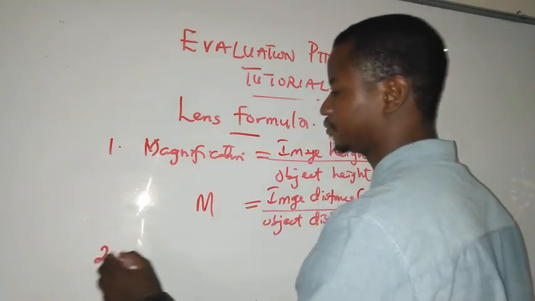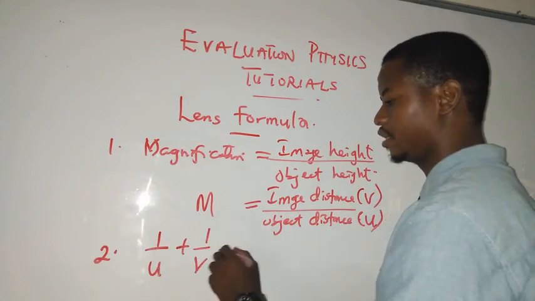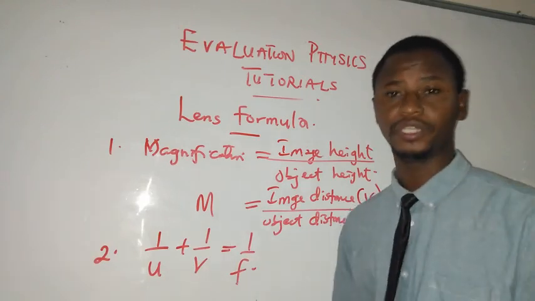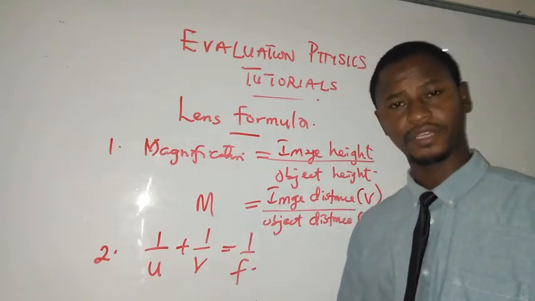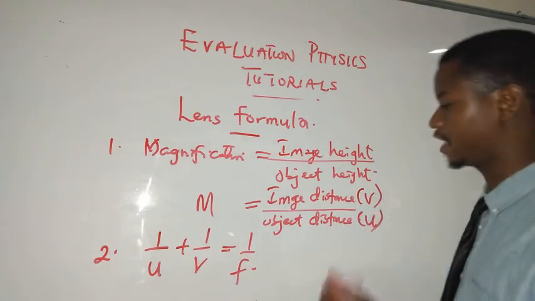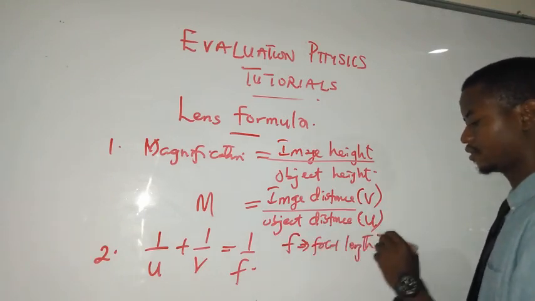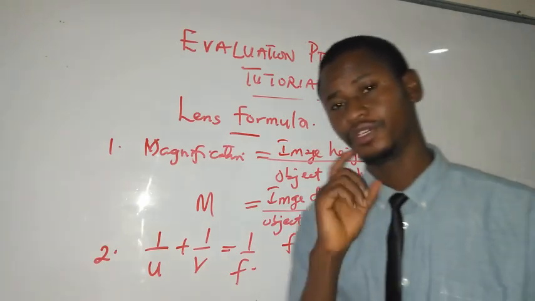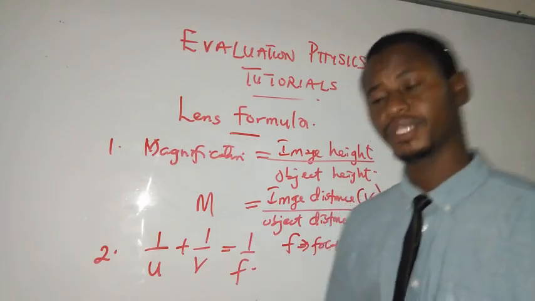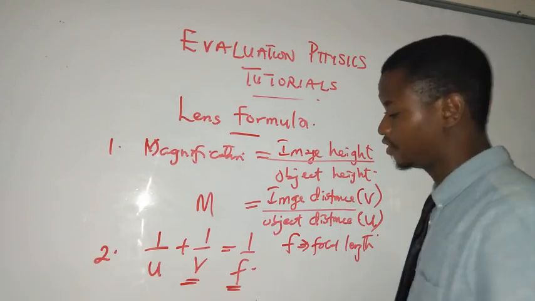Now, secondly, 1 over U plus 1 over V is equal to 1 over F. This is the second formula that is obtainable in the lens. Earlier on, I told you what U and V represent. What about F? F stands for focal length, the focal length of the lens. While using this formula, it is important to lay emphasis on these two items: image distance V and focal length F.